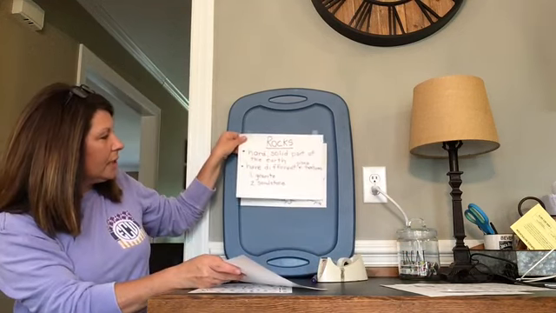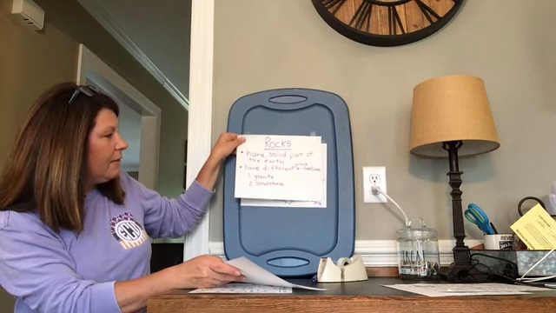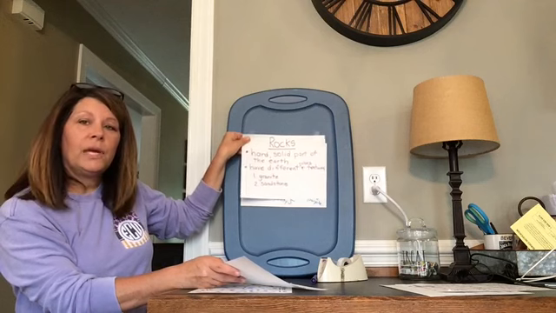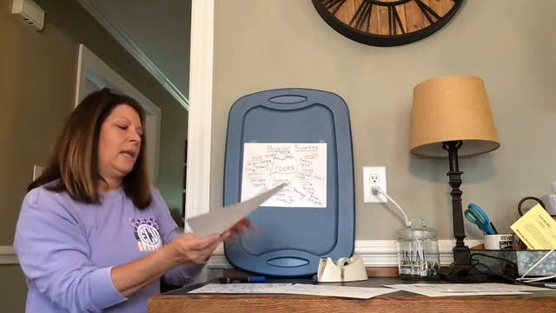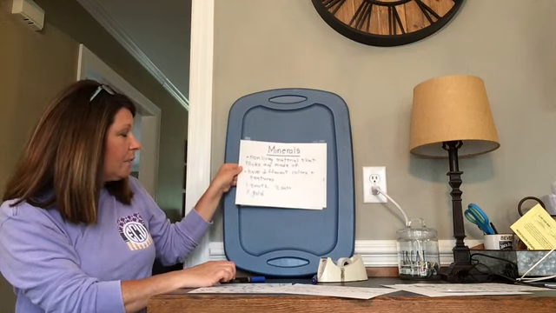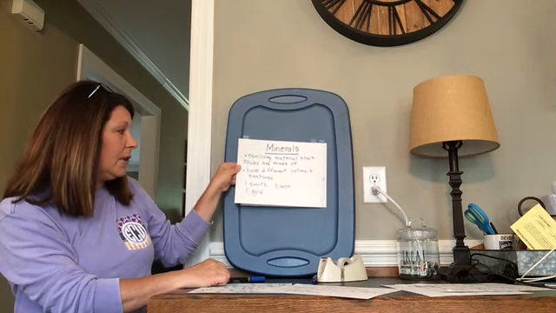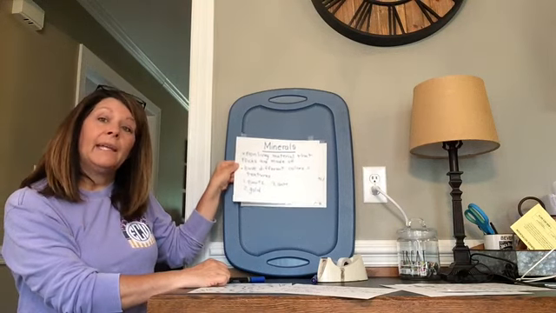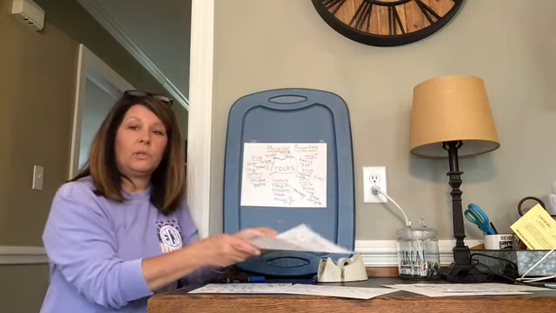Rocks are hard, solid parts of the earth. They have different colors and textures. Granite is an example, and so is sandstone. Minerals are non-living material that rocks are made of. They also have different colors and textures. Quartz, gold, and salt are minerals.